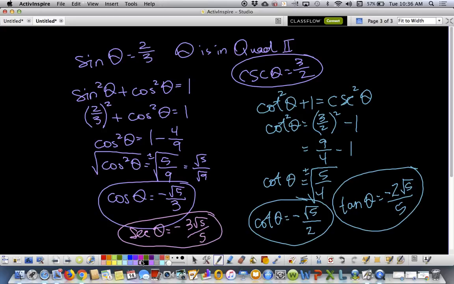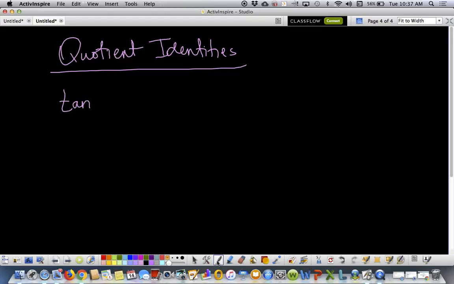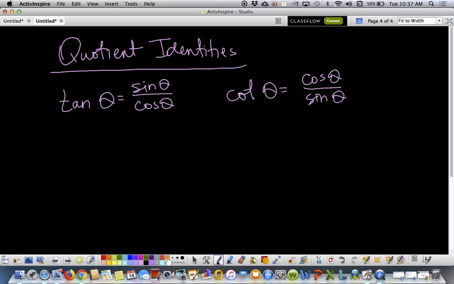And last, which we won't derive, are the quotient identities, which are super simple. Do you have sine and cosine written down? The two quotient identities are only for tangent and cotangent. They tell us that tangent theta is simply sine theta over cosine theta. If you really want to try it, use your y over r divided by x over r, and I promise you, you'll get out y over x, which is opposite over adjacent. And then cotangent is simply still the reciprocal of that, which is cosine theta over sine theta.